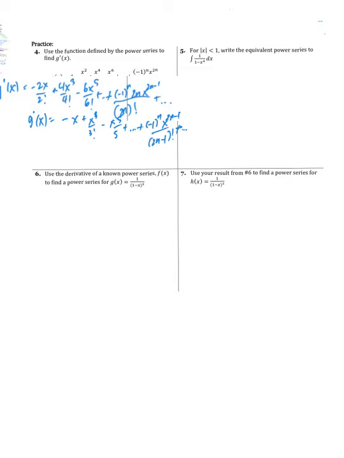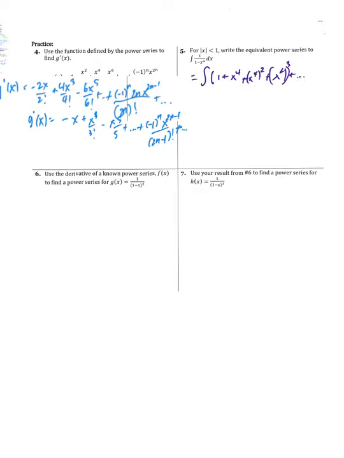Number 5 is asking us to write an equivalent power series. So what we can do is use what we know about 1 over 1 minus x. In this case, our r value would be x to the 4th. So this is really equal to the integral of that power series, 1 plus x to the 4th plus x to the 4th squared plus x to the 4th to the 3rd plus dot, dot, dot.